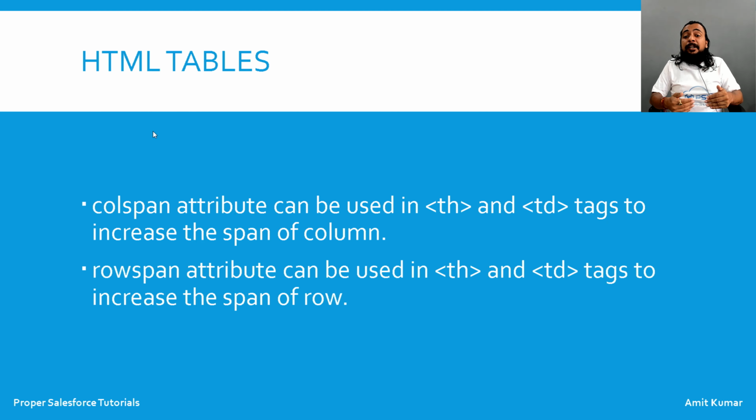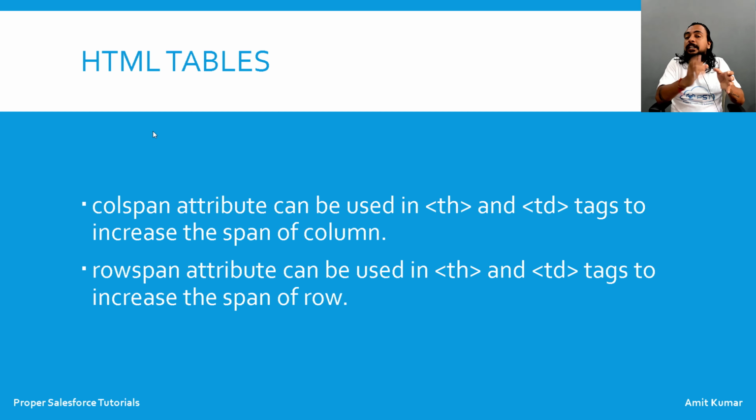Similarly, the Rowspan attribute can be used in TH and TD tags to increase the span of rows. So when you want your specific cell to take the space of more than one column, you can use Colspan. And similarly, whenever you want a specific cell to take space of more than one row, you can use Rowspan. And the value of this column span and row span specifies the number of columns or the number of rows that specific cell will occupy.